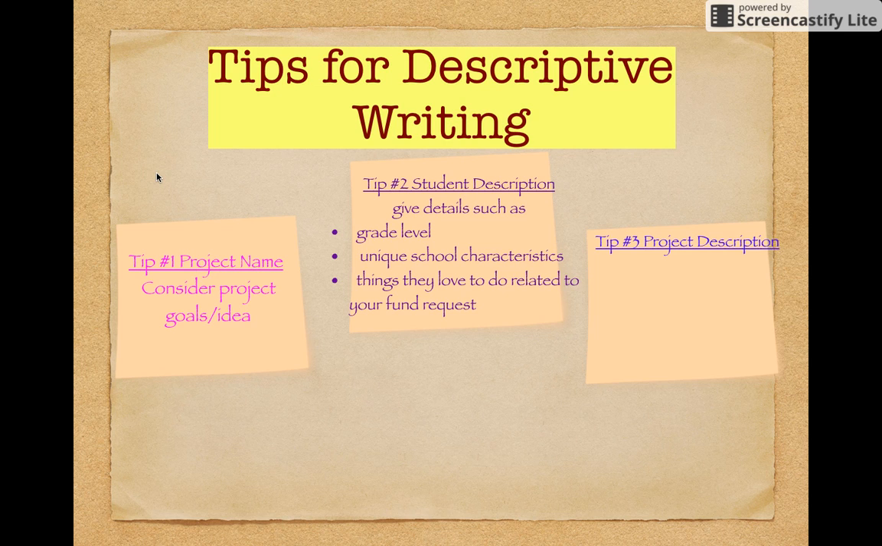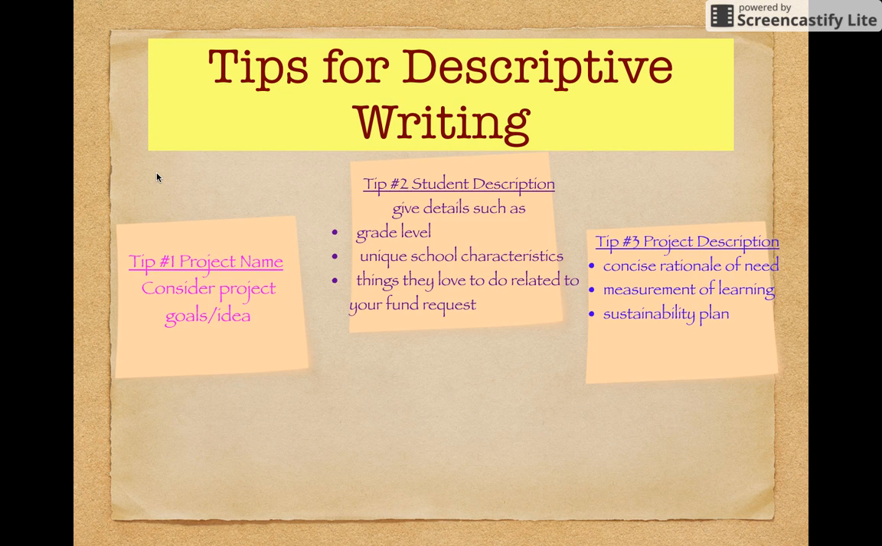Tip number 3, writing your project description. It should be a concise rationale of the need. You should clearly describe how you're going to measure your student learning. And donors are very interested in knowing your sustainability plan. How will you sustain the materials you're asking for this project beyond this year and beyond this project?